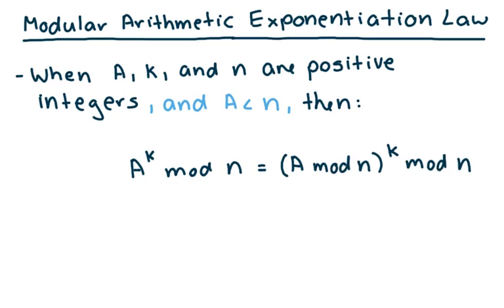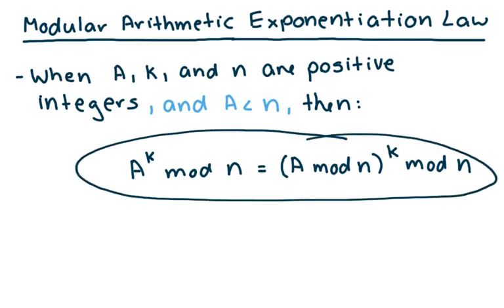So quick side note here, the n does not necessarily have to be the semi-prime number n that's used in RSA encryption. The only restrictions in this law are that a, k, and n are positive integers and that a is less than n. So why is this true?